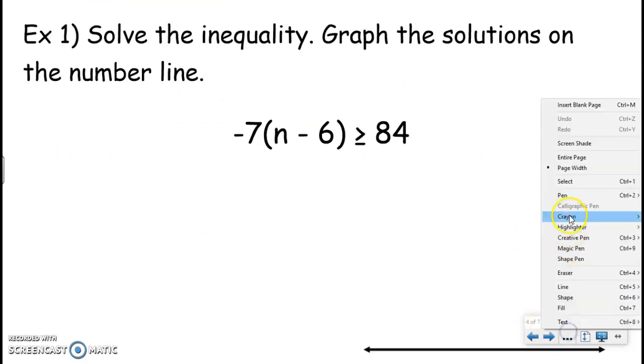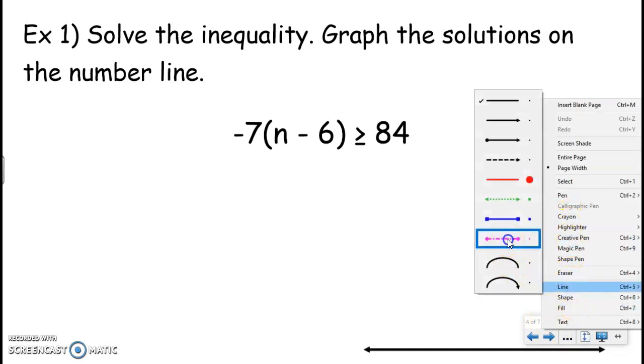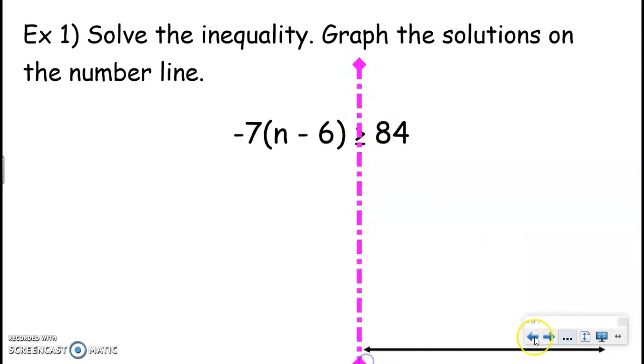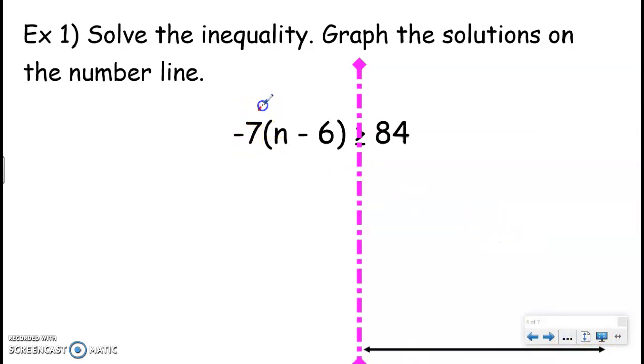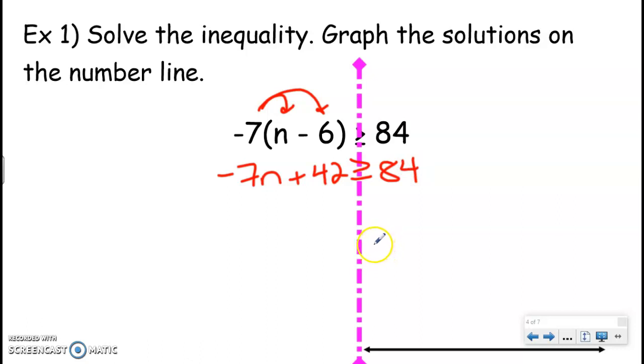Just like we did with our equations, we're going to put our line through the equal sign, or in this case, the inequality sign. And if there are parentheses, we need to distribute to get rid of those parentheses. So I'm going to multiply. Negative 7 times n is negative 7n. Negative 7 times negative 6 is a positive 42. I didn't multiply or divide both sides by a negative there, so I'm going to keep my sign the same, and then bring down my 84.